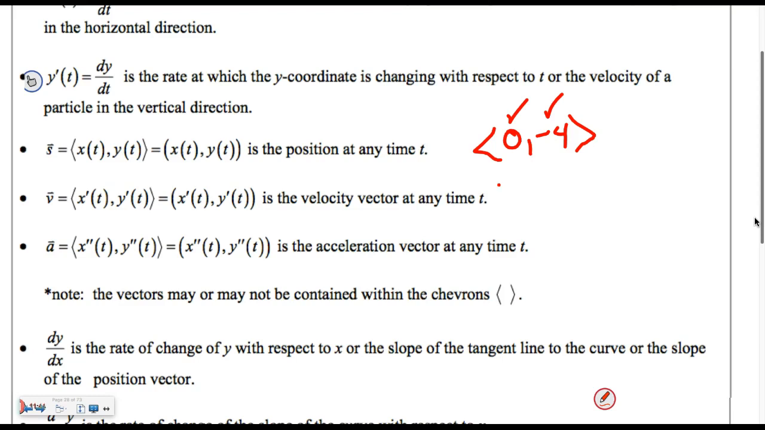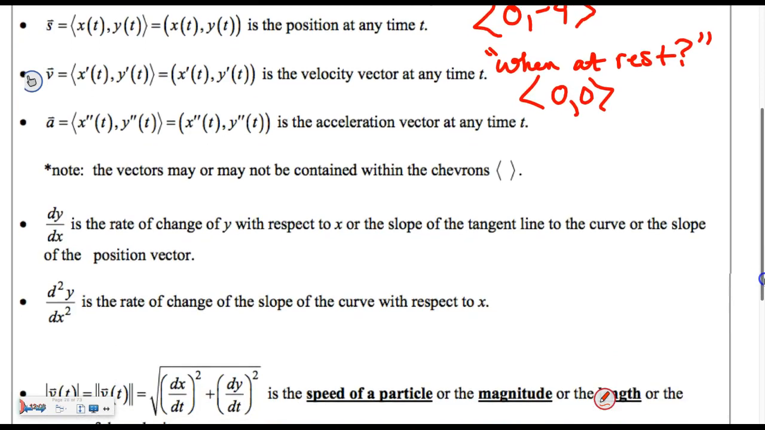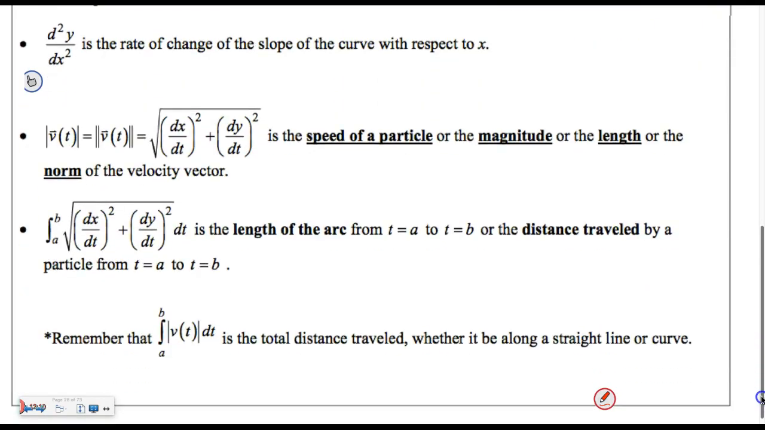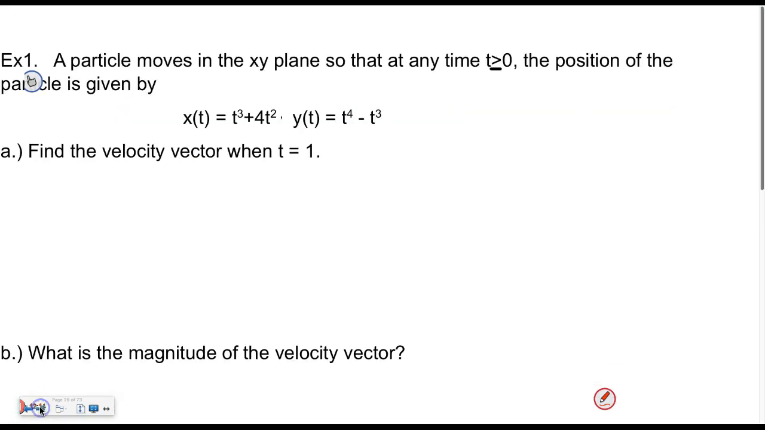When it says when at rest, so let's go add this. If that's the question, what do you think needs to happen? Yes, they both have to be 0. So you will have to set dy/dt equal to 0 and dx/dt equal to 0 to determine the times at which the particle is at rest. So just be a little careful with that. Otherwise, it's all kind of the same stuff.